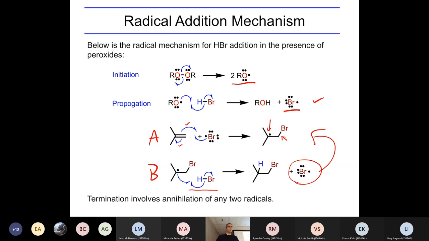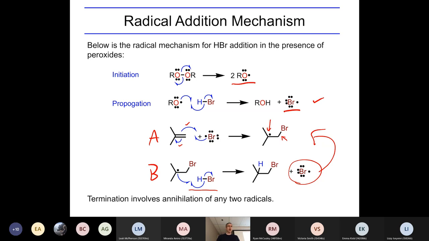But if you still have peroxide left, you can shine more light or heat it again or whatever and get it going again. So any two of these radicals can combine, just like in the previous examples, as termination steps. Any two radicals you see here can potentially combine and make what we call a closed shell molecule. Closed shell just means full octet, if it's in row two, full duet if it's in row one. There we go.